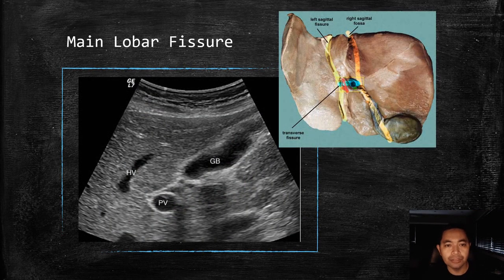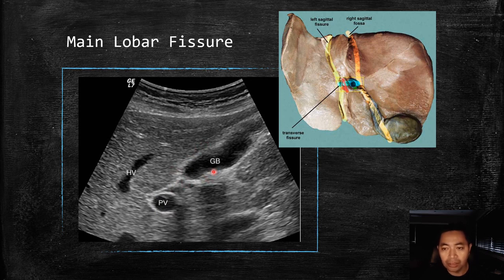Main lobar fissure. The main lobar fissure runs obliquely between the neck of the gallbladder and the right portal vein. It separates the functional right and left hepatic lobes. In sonography, the main lobar fissure is an important anatomic landmark. It is an echogenic structure between the portal vein and the gallbladder neck.